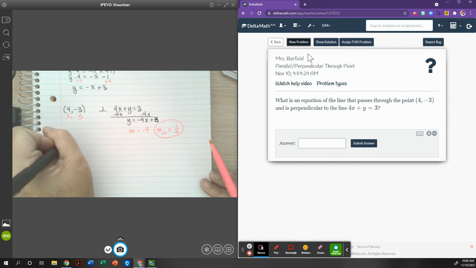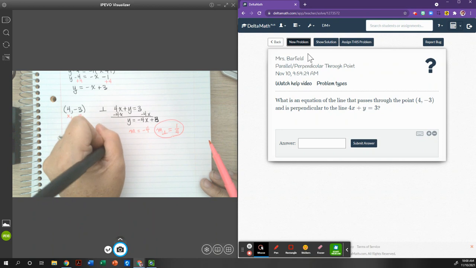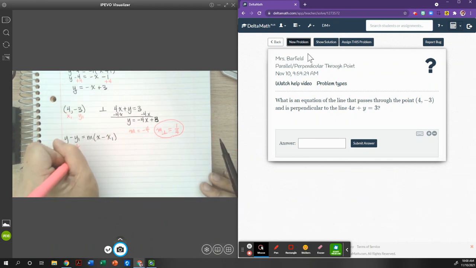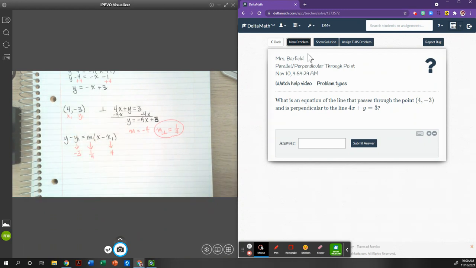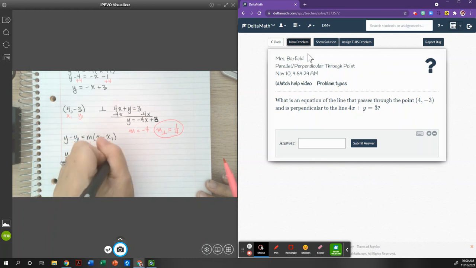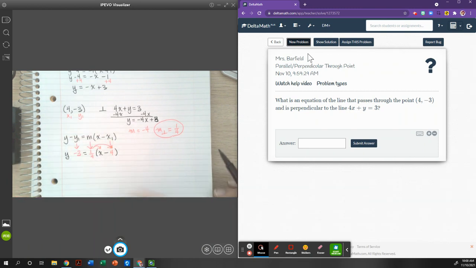So I'm going to write y minus y1 equals m times x minus x1. So I bring down, put in -3, m, I'm going to put in 1/4, and x1, I'm going to put in 4. So that gives me y minus y1 equals m parentheses x minus x1. I'm going to distribute. So I have y minus 3 equals 1/4 x.